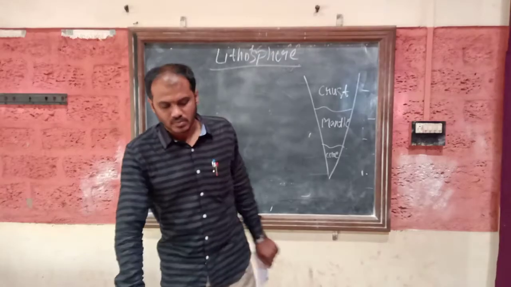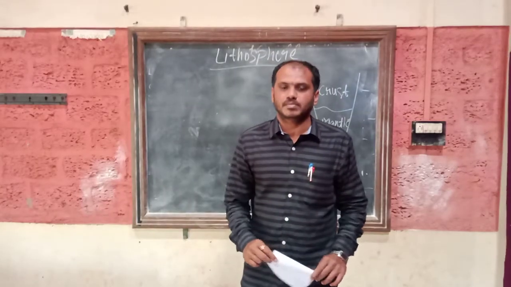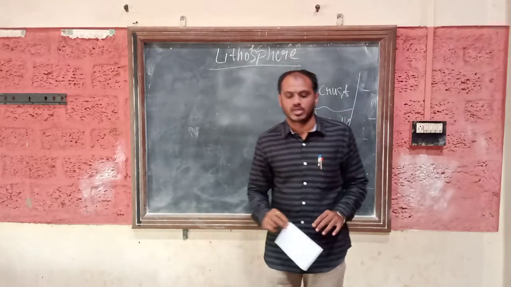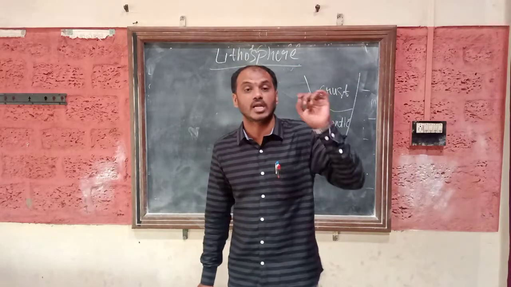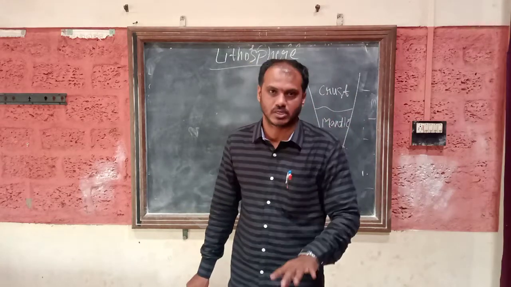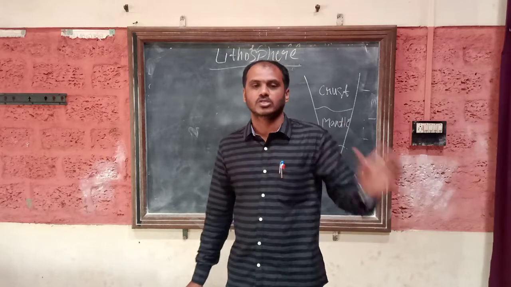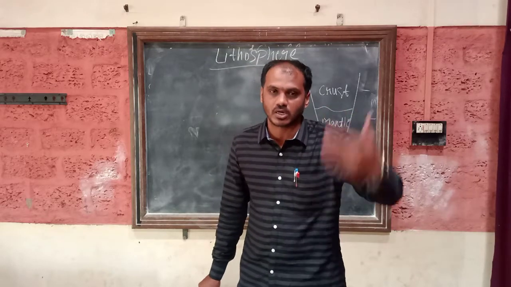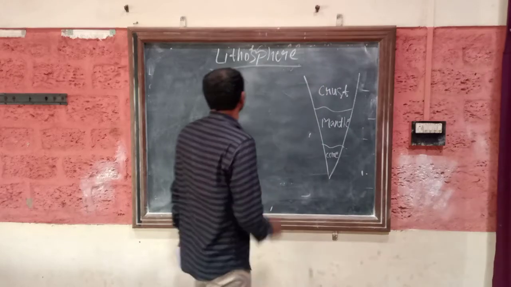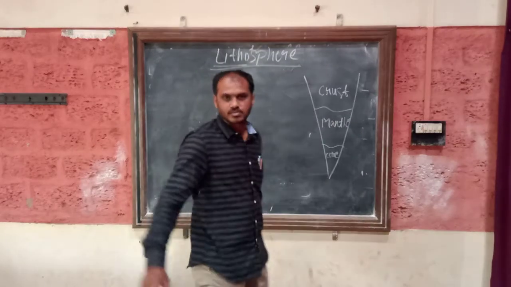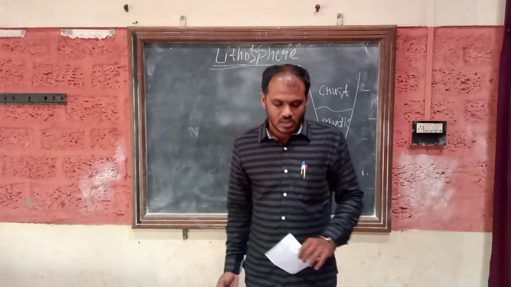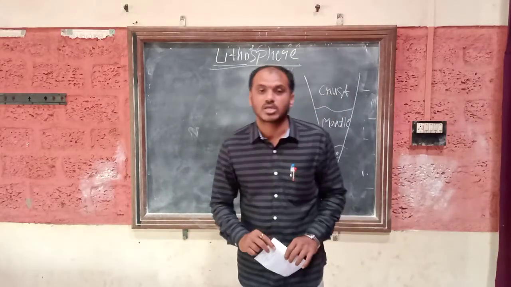Lithosphere. The meaning and importance of the lithosphere. The outermost solid layer of the earth is known as the lithosphere. A question may come: what is the lithosphere? The outermost solid layer of the earth is called the lithosphere. Litho means rock, and sphere means earth sphere. The layer.